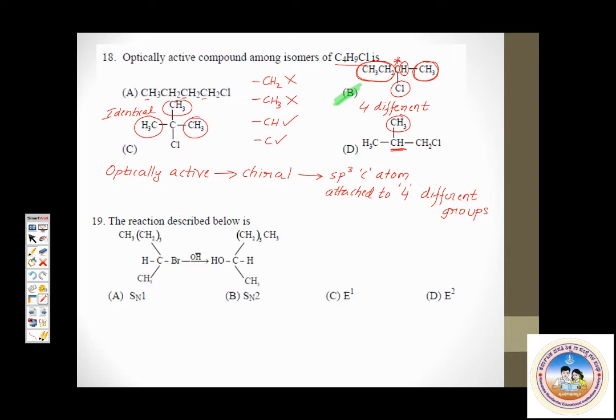Question number 19. It appears as though some big compound is given. Let us see. The reaction described below is, okay, here you are given a reaction. You are supposed to find out which mechanism is applicable here. Carefully observe this. Look at the position of the leaving halide ion, bromine, and the incoming nucleophile OH. Compare their positions, please. The relative position of OH in the product is exactly opposite to the relative position of bromine in the reactant, which means it has undergone inversion, or what you call Walden inversion.